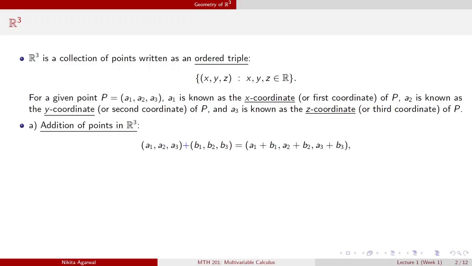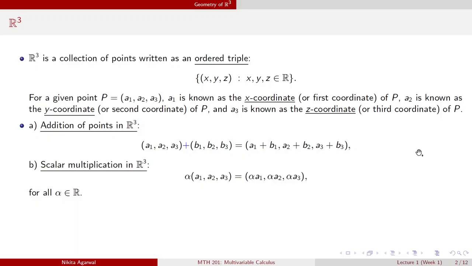In R3 you can add 2 points. So if you take 2 points (a1, a2, a3) and (b1, b2, b3), they can be added in this fashion. So you add term wise, or coordinate wise: a1 plus b1, a2 plus b2, a3 plus b3.